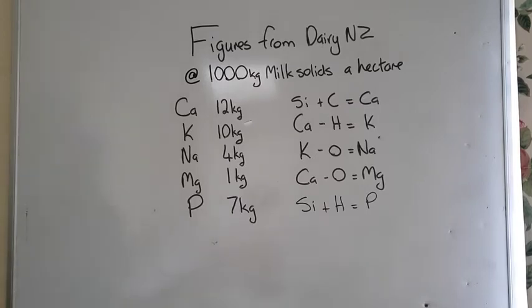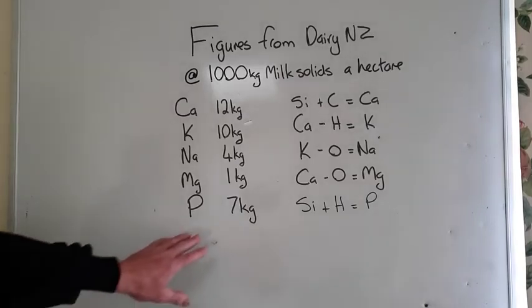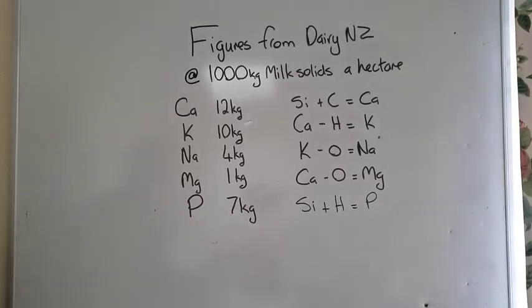But I just want to give you an idea of how small the quantities of nutrient are that actually leave the farm through production. So we have 12 kilograms of calcium that leave the farm in milk each year. That equates to 36 kilograms of limestone. And we have potassium, 10 kilograms of potassium. Such small quantities, 4 kilograms of salt, 1 kilogram of magnesium, that's equivalent to 2 kilograms of magnesium oxide, and 7 kilograms of P.